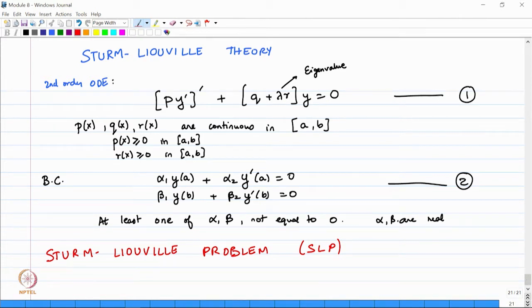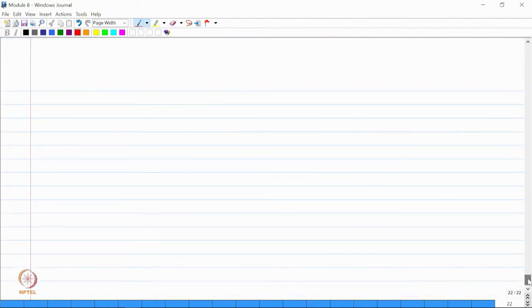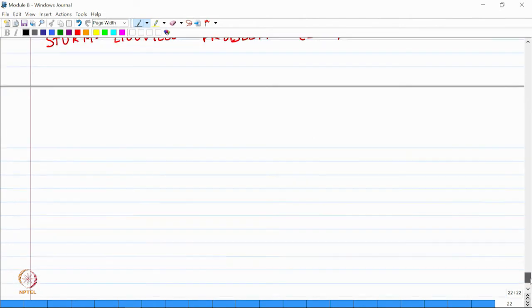And you find that you can write a whole lot of differential equations in this form. Okay, so this is not a very restrictive form. You can easily see that you can write your Legendre differential equation, your Bessel equation, etc. in this form. Okay. Now, there are various special cases. Okay.